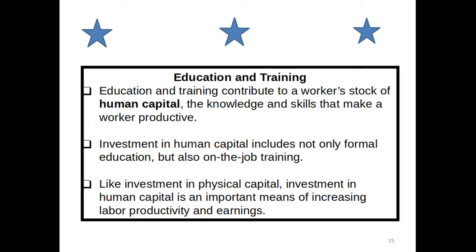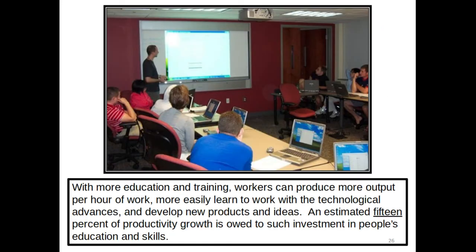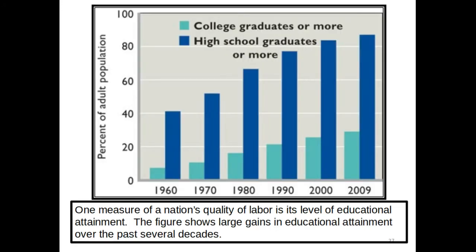Education and training. This is all about human capital. We know the more educated the populace is, the better producers they are. And this is why we see businesses do on-the-job training and pay for some of your education. We can have all the technology in the world and all of the capital in the world, but the better our humans are at understanding it and using it, the better off we're going to be. This is about 15% of productivity growth.